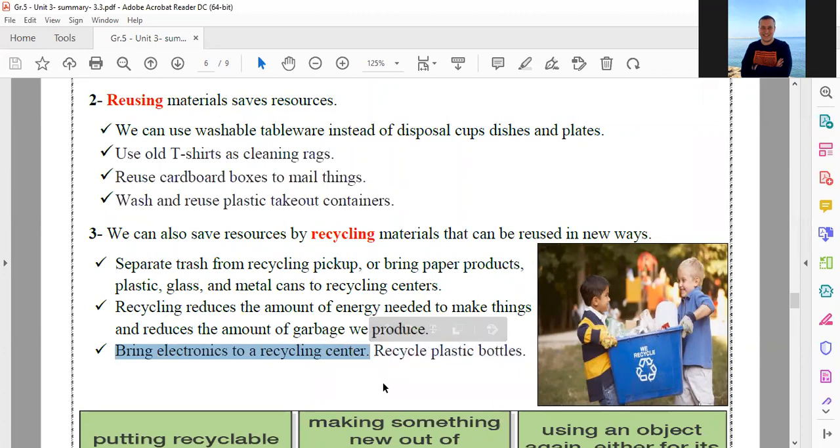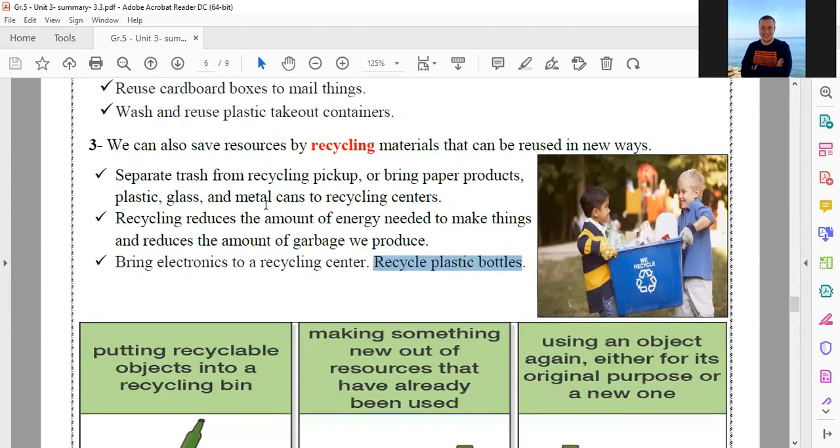So when my laptop is done and does not work anymore, I might bring it to a recycling center to reuse its parts instead of throwing it away. Also recycle plastic bottles. This is a way of recycling: wash them and use them again, or turn them into new products.